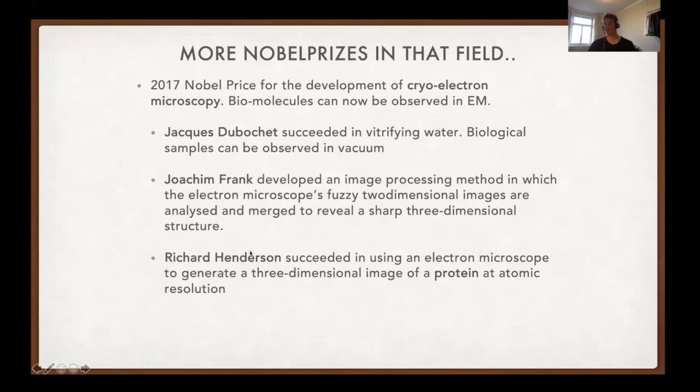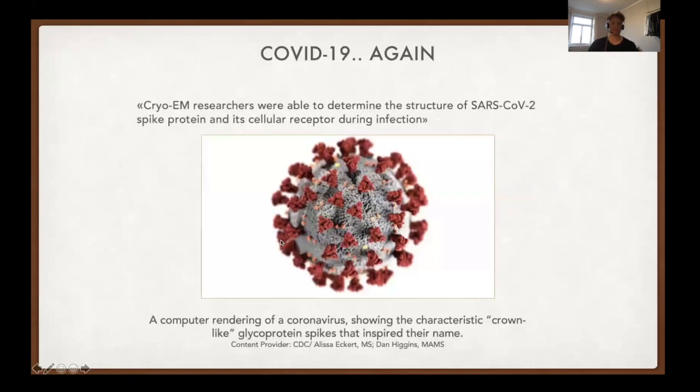So as you see, there are still improvements going on. And to end my presentation, I want to talk about COVID-19 again. Cryo-electron microscope researchers were able to determine the structure of the SARS virus. And you see a computer rendered image below with the crown-like proteins, which gave the coronavirus its name.